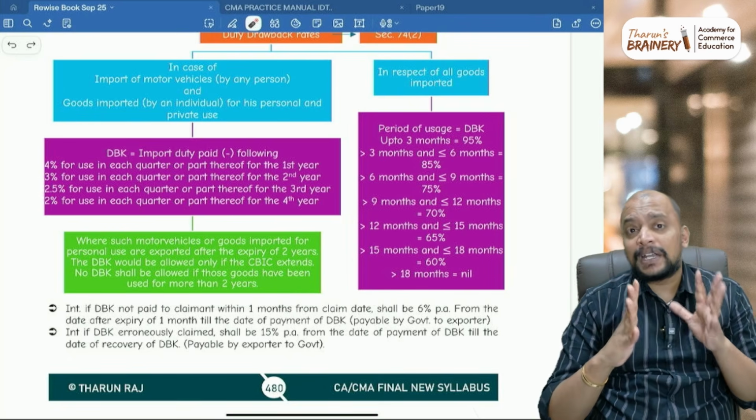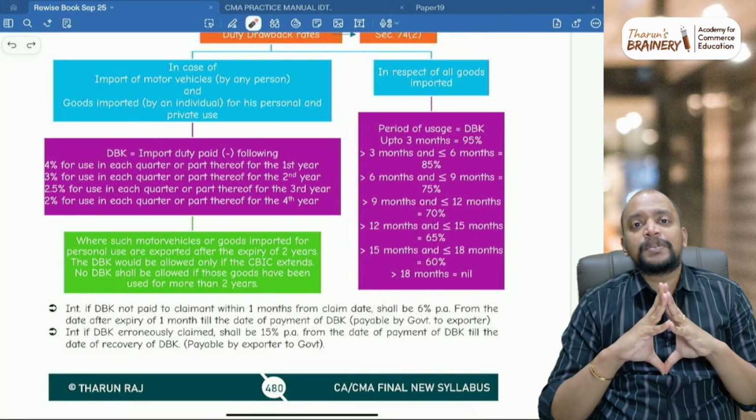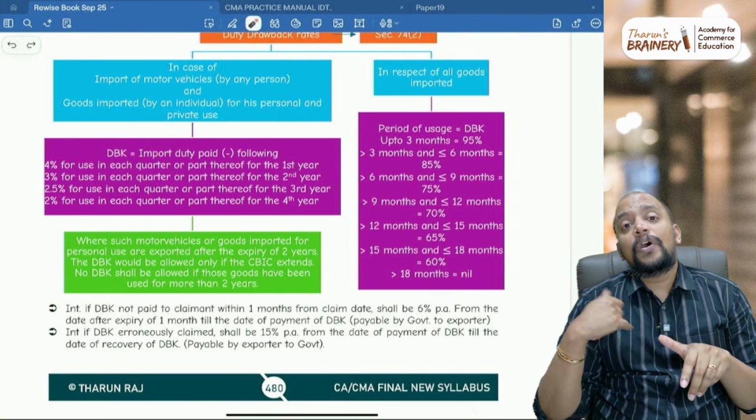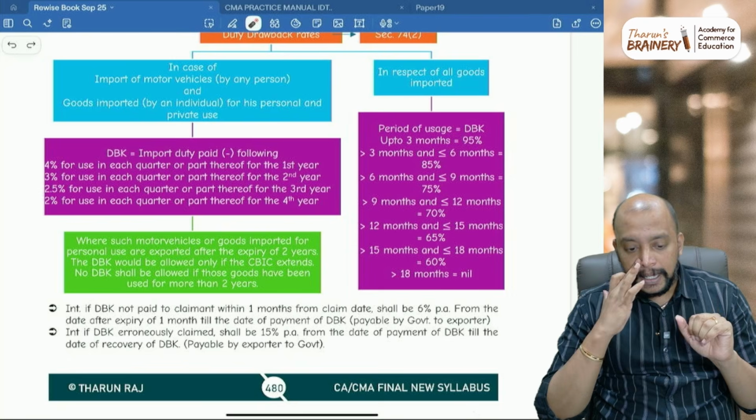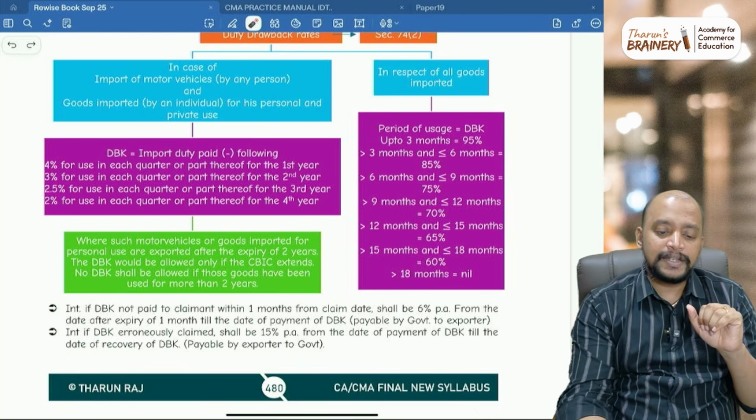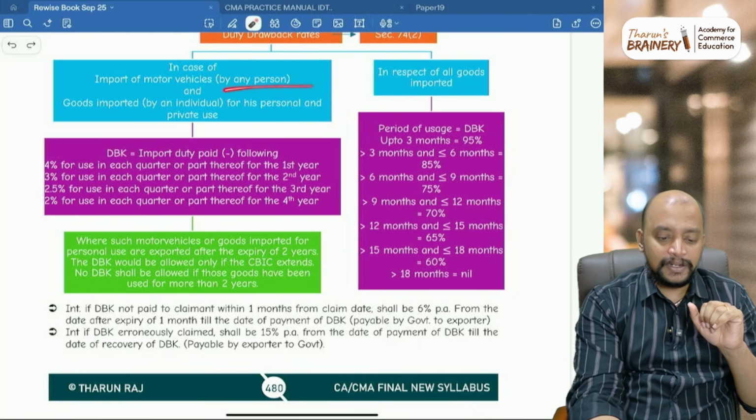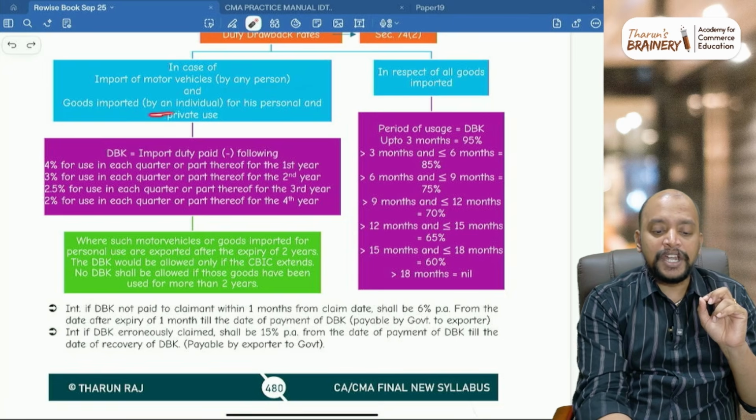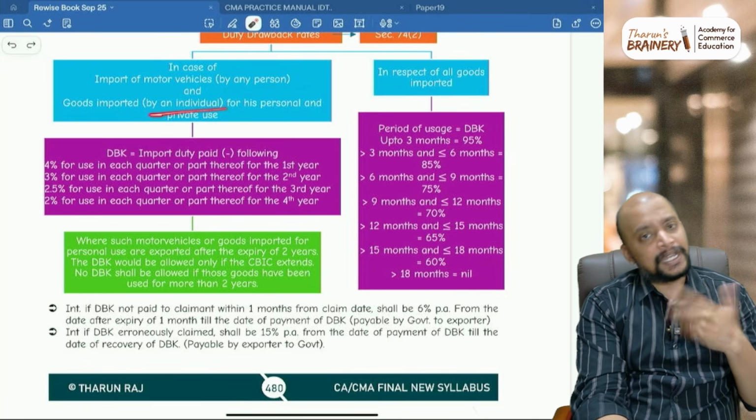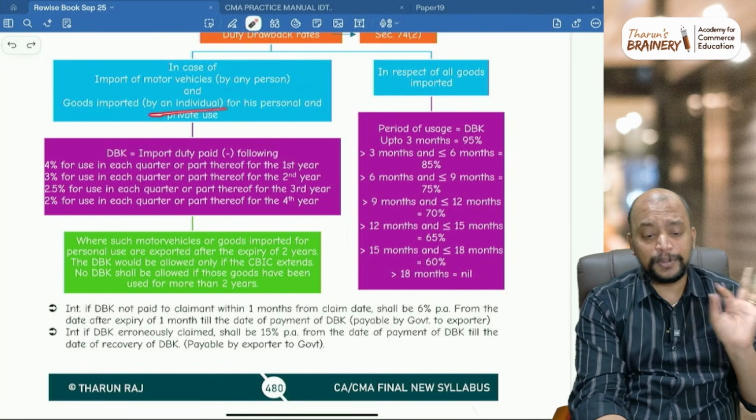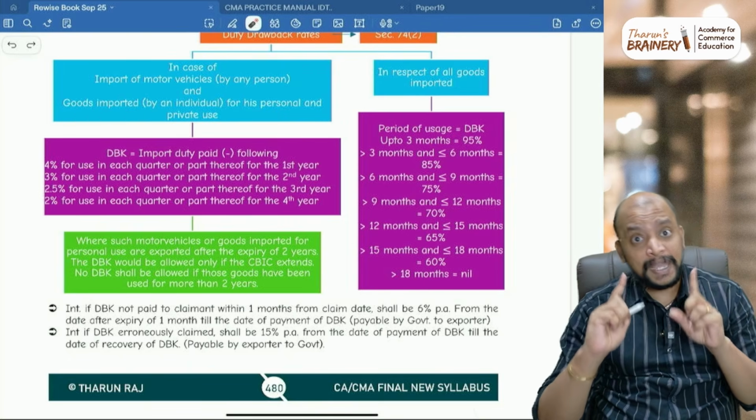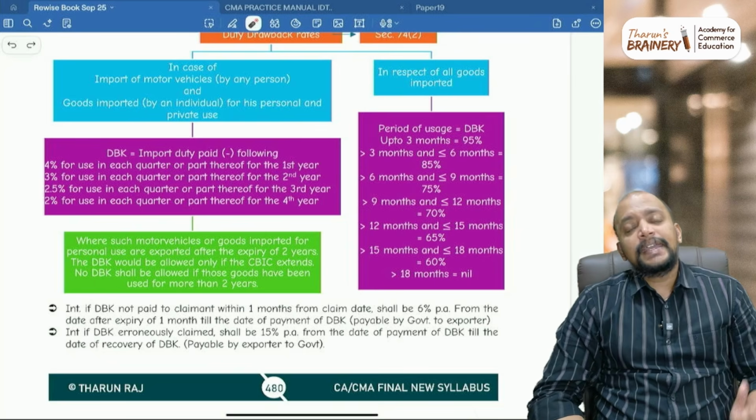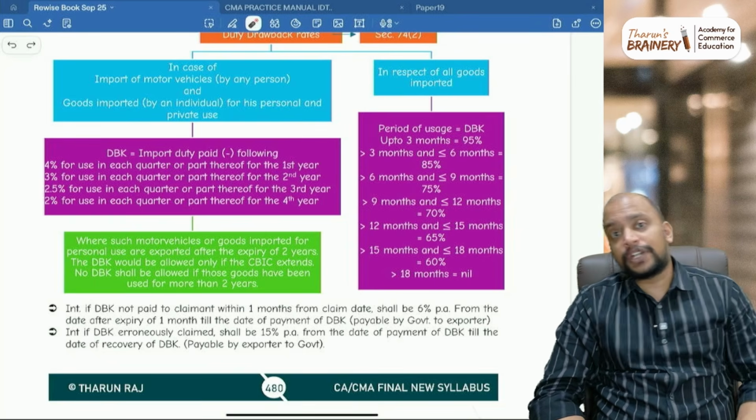So this is in case of motor vehicles imported by a company or any goods imported by an individual for personal purpose. Import of motor vehicles by any person and goods imported by an individual. So a company importing, yes; individual importing, yes; any person, import of motor vehicles. But other goods should be imported only by an individual.